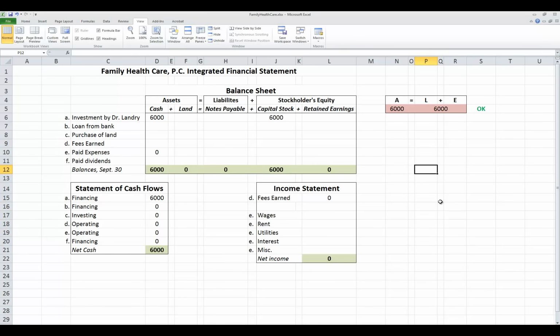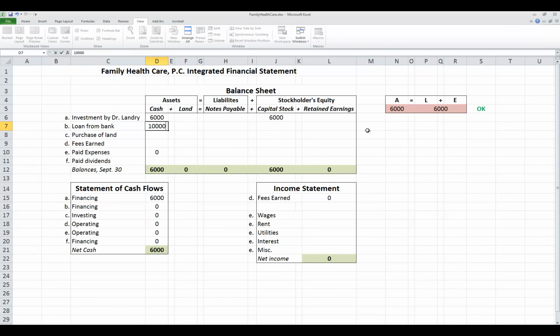Okay. Now, in order to get the business going more, Dr. Landry is going to take out a loan from the bank. And he's going to take out a loan for $10,000. So where do we begin on our balance sheet with that? Well, once we sign the paperwork, the bank is going to deposit $10,000 cash into the business account. So we're going to have cash asset of $10,000.